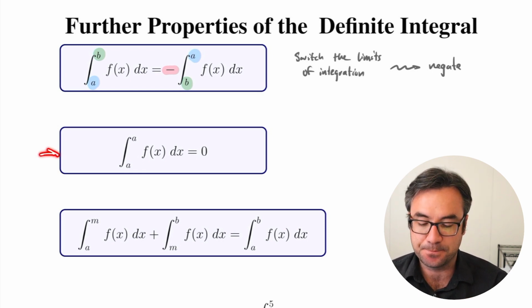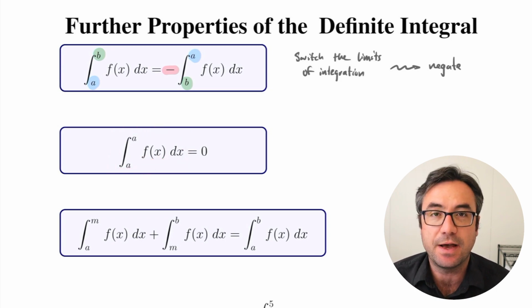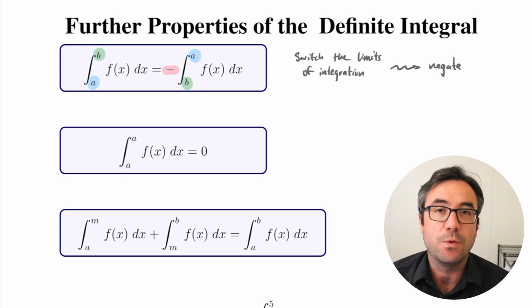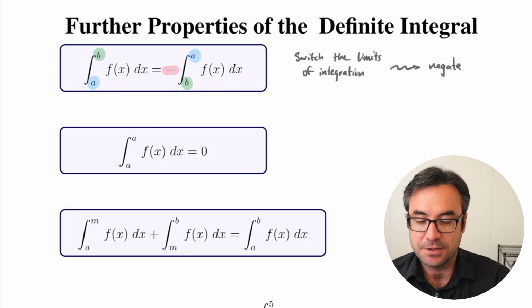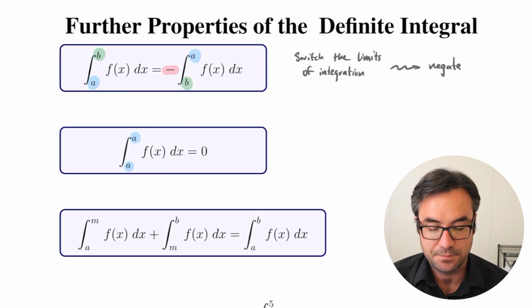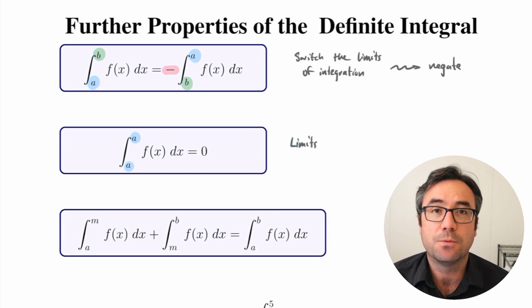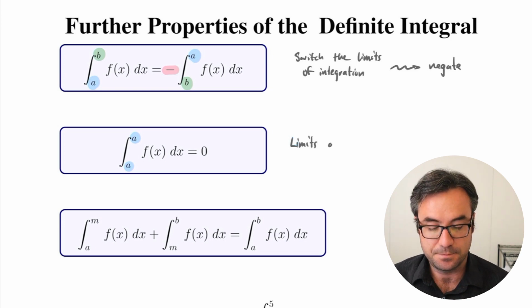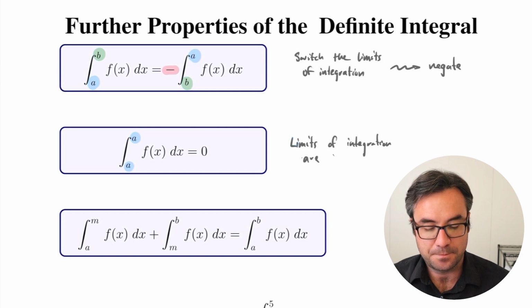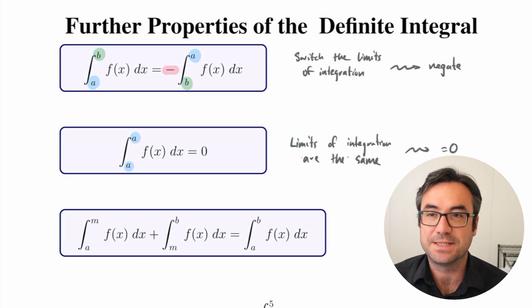All right, so what about that second property? Well, on the second one here, what does this say? If we have this definite integral, so we're integrating some function f of x from a to a, well, we end up with 0. So for this one, the limits of integration are actually the same. So if our upper limit and our lower limit are the exact same thing, well, then the integral is going to be 0.